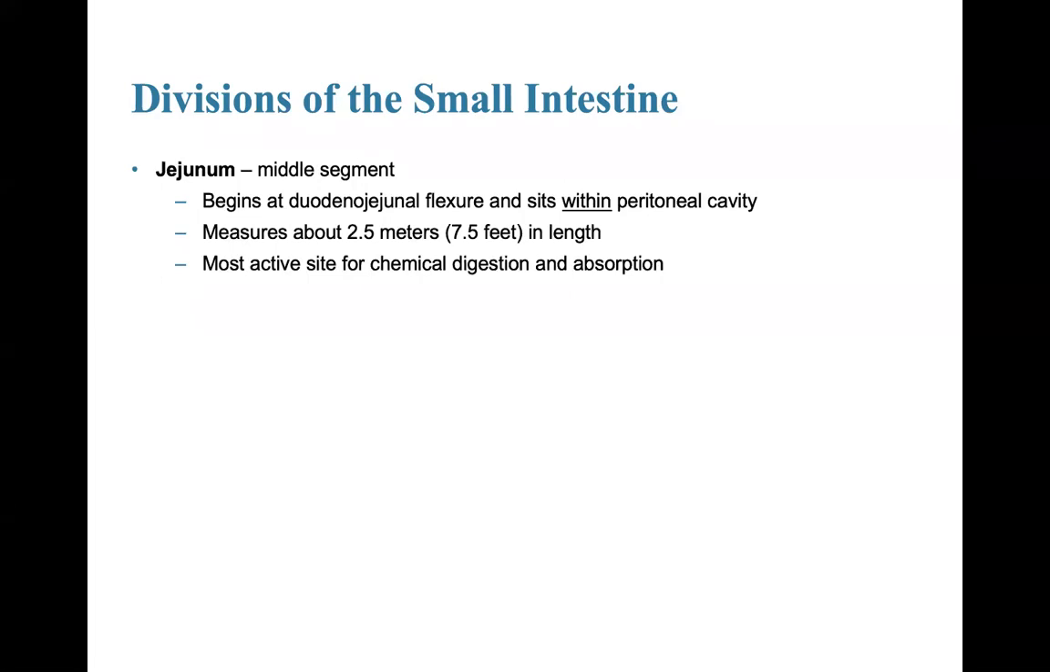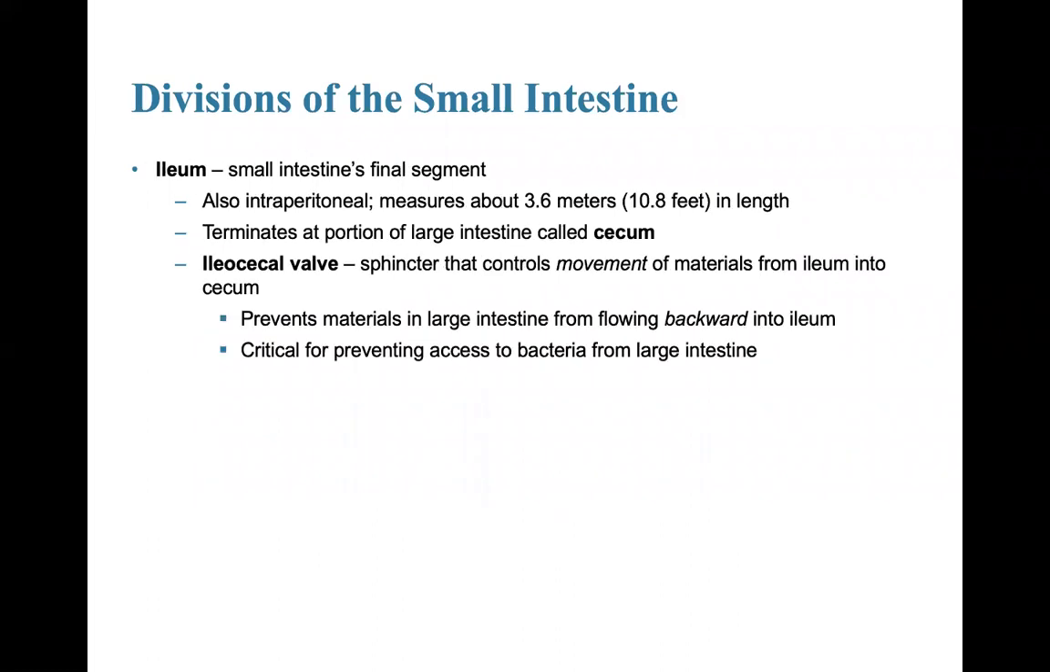The jejunum, and this is the middle segment, begins at the duodenojejunal flexure, and it sits within the peritoneal cavity. It's measured at about 7.5 feet long in length. It is the most active site for chemical digestion and absorption. The ileum is the final segment of the small intestines. It is also intraperitoneal and measures about 10 feet long in length, up to 11 feet.